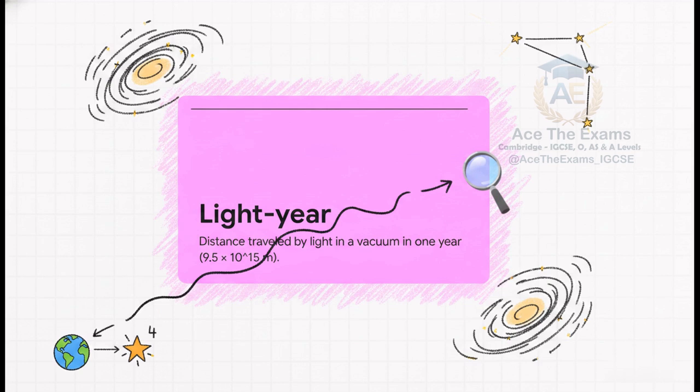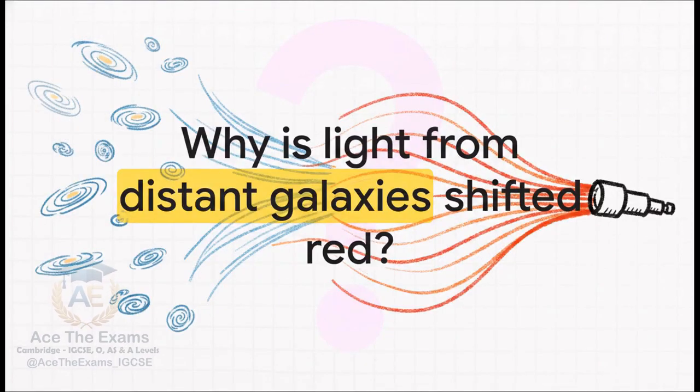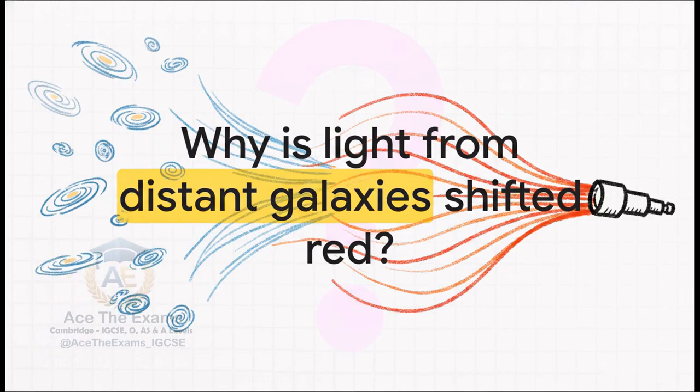To put that into perspective, it means the starlight you see when you look up tonight is actually ancient history. The light from even our nearest neighboring star, Alpha Centauri, took over 4 years just to travel to your eyes. But as astronomers started looking at incredibly distant galaxies, they noticed something really peculiar. When they analyzed the light emitted by glowing hydrogen in those far-off galaxies, they found a shift.